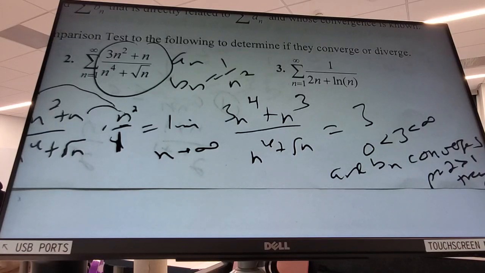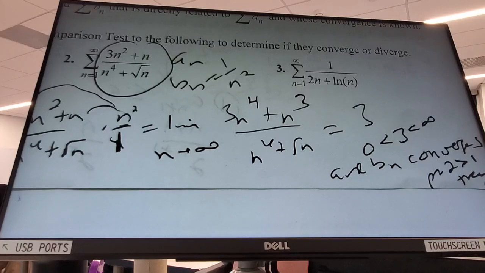What do you know about natural log of n? It grows very slowly. So if I had to guess, I would say this looks like it probably acts like 1/2n. If I had to guess. Because the ln of n is not going to add enough to the bottom, almost for sure. So try to take that limit. See what you get.